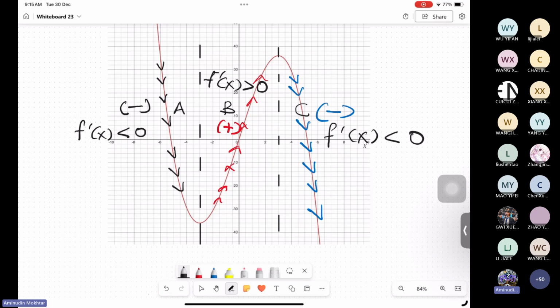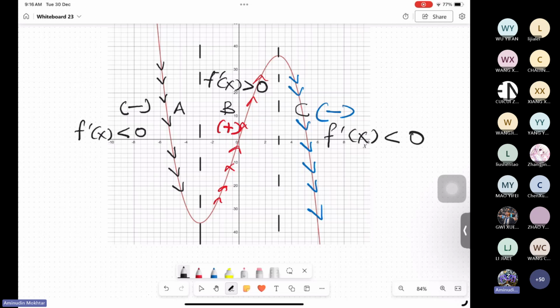Okay, so for this graph, when we move from A, B to C, the sign of the slope changes from negative, positive, and negative again. That's the situation of the graph based on dy/dx, or the first derivative.